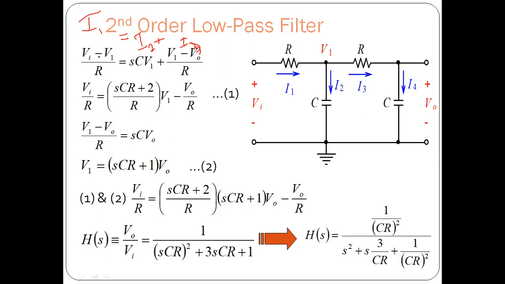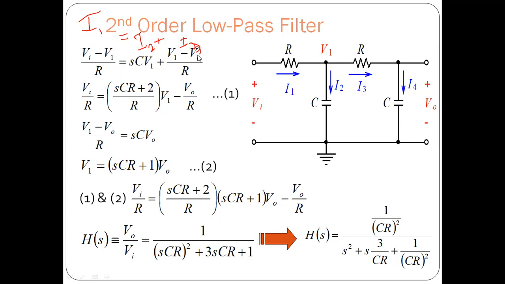So I1 is nothing but the current flowing through this resistor. When we consider the current flowing through this resistor, we know that the voltage at this node is Vi and the voltage at this node is V1. So (Vi minus V1) divided by R gives the value of I1. As this is the entering current, it is going to divide into two parts. We can say that I1 is equal to I2 plus I3. That is how we have written here.